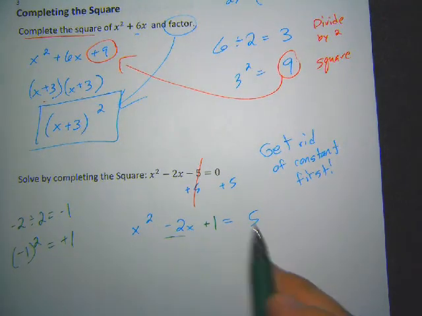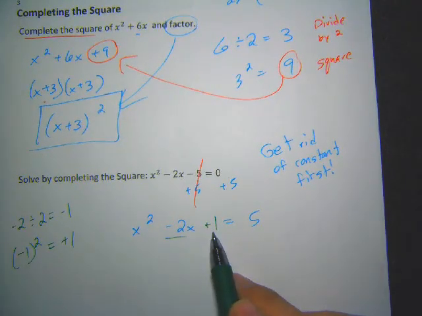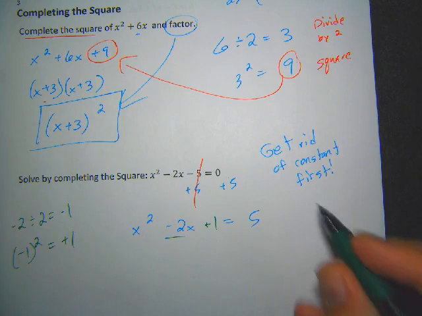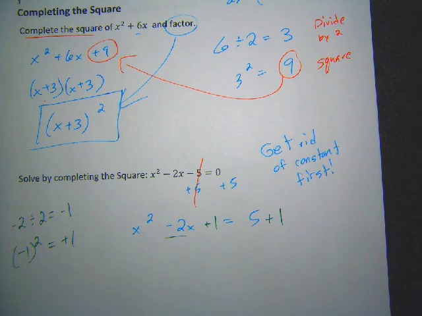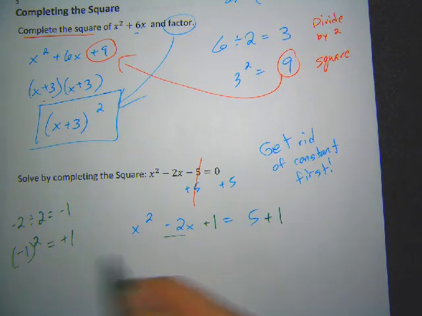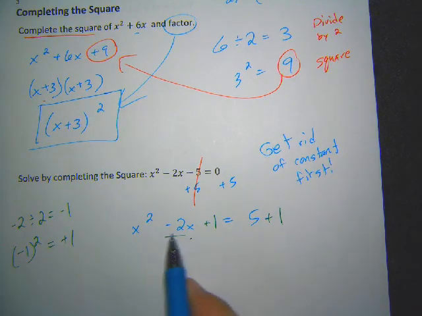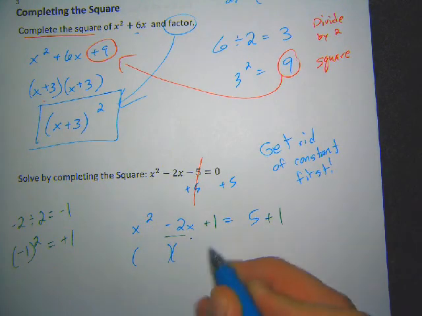So that's the number I'm going to add here. But because it's an equation now, I can't just add it to this side. If you add anything, you always have to add it to both sides. So that's the trick here. This is the number we add in, but we have to add it to both sides. Now, that's awesome for us, because on this left side, this will factor the way we want it to.